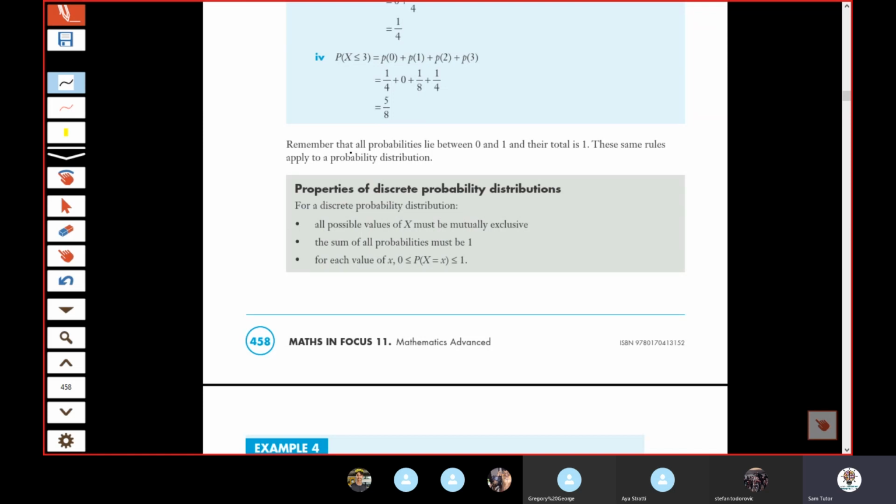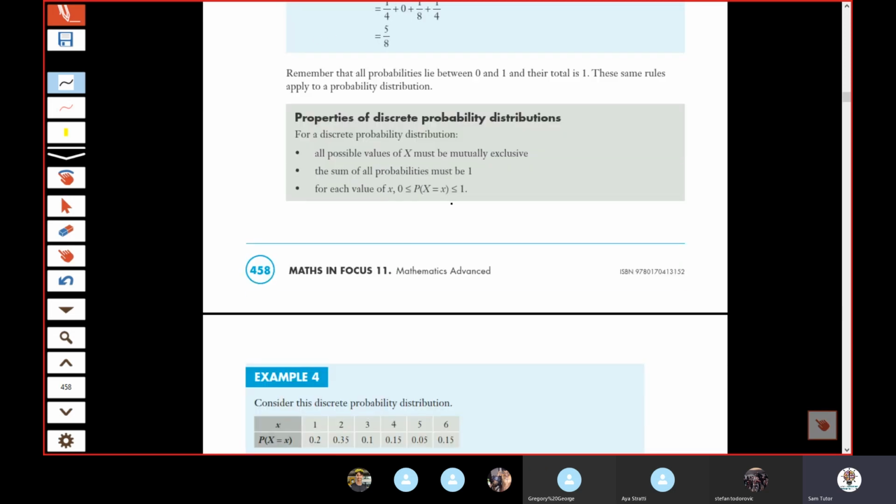So remember that all probabilities lie between 0 and 1, and their total is 1. These same rules apply to a probability distribution. For a discrete probability distribution, all possible values must be mutually exclusive, which means they can't rely on each other. The sum of all probabilities must be 1. For each value of x, the probability must be between 0 and 1 inclusive, which just means your probabilities can't be negative and they can't be greater than 1.